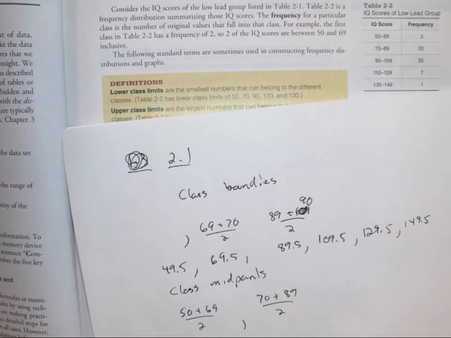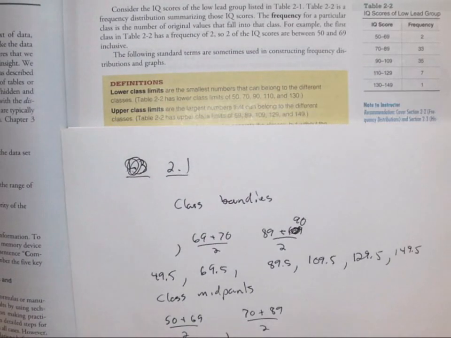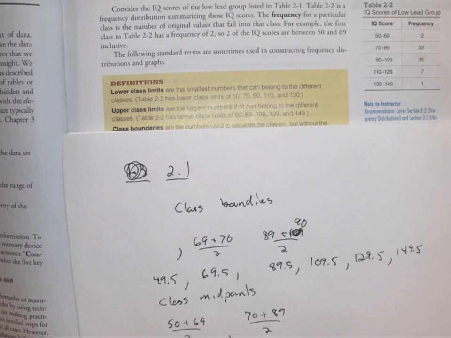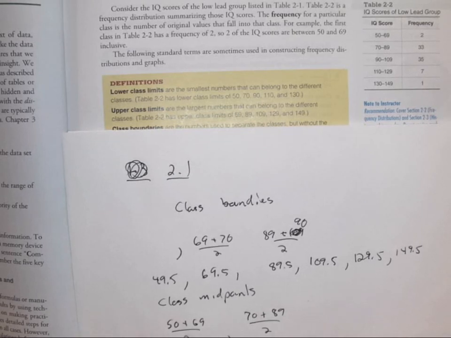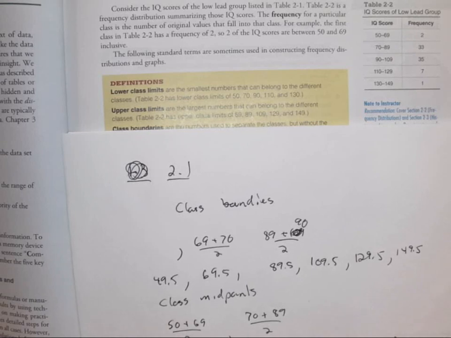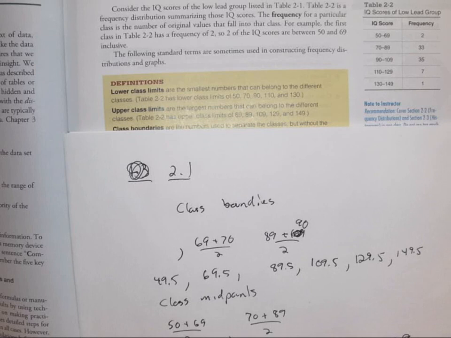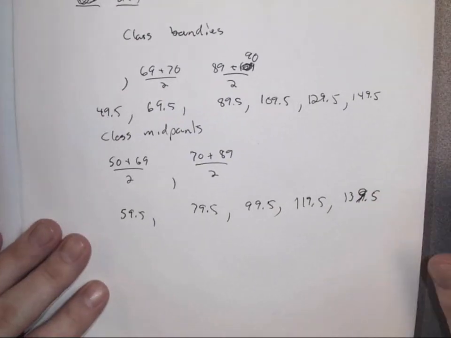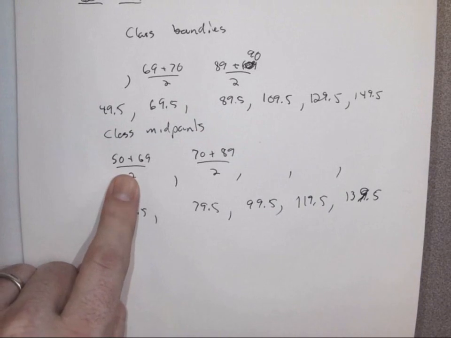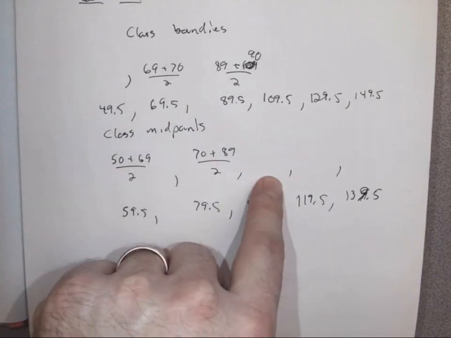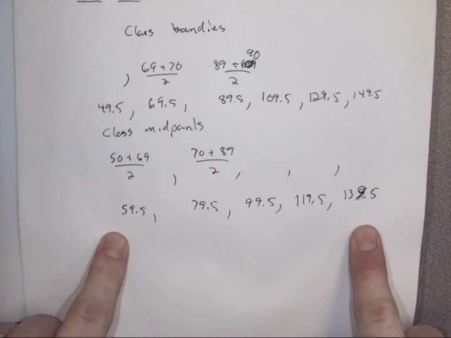So 59.5, 79.5, and 99.5. The next one is going to be plus 20, so 119.5, and then 139.5. So those things right there are going to be your midpoints. So just average the lower and the upper, average the lower and upper, and so on. So you're going to get your 5 midpoints as well.